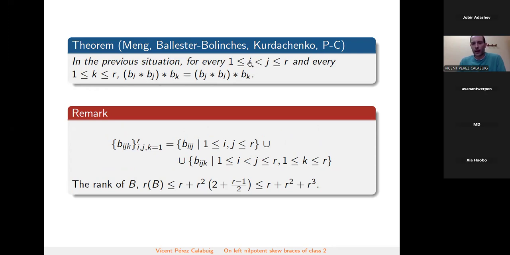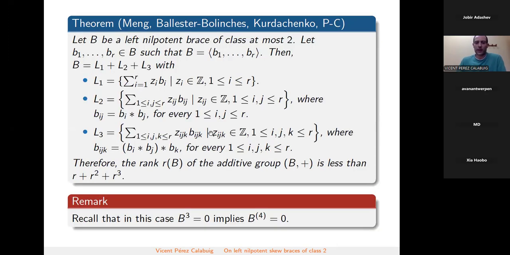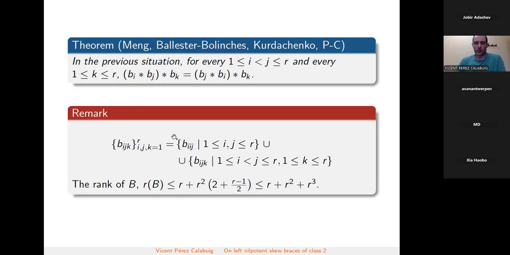If i is strictly less than j, then bi star bj and then star bk is equal to bj star bi and then star bk. So we have these two star products equal if we commute i and j. As a consequence, in our previous result, we can improve our previous upper bound for the rank of an additive group because this set can be written in a more shortened way.